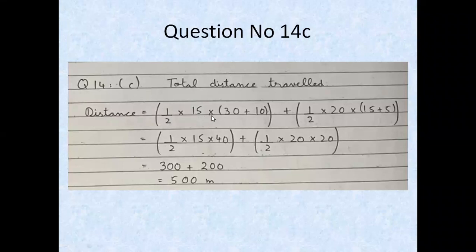Okay, so 1 by 2 into 15 into 30 plus 10, and that will be 40. Okay, so you have 1 by 2 into 15 into 40, and that will be 300. 1 by 2 into 20 into 15 plus 5, and that will be 1 by 2 into 20 into 20, and that will be 200. So the total distance traveled will be 500.